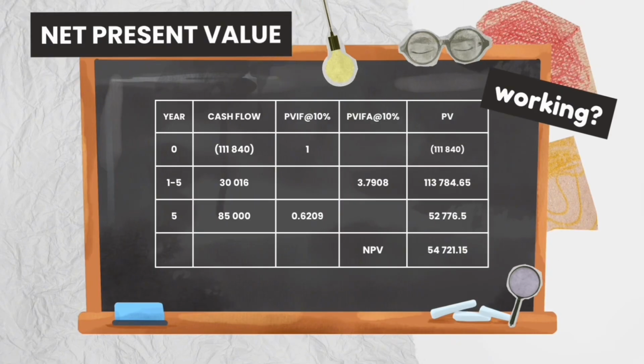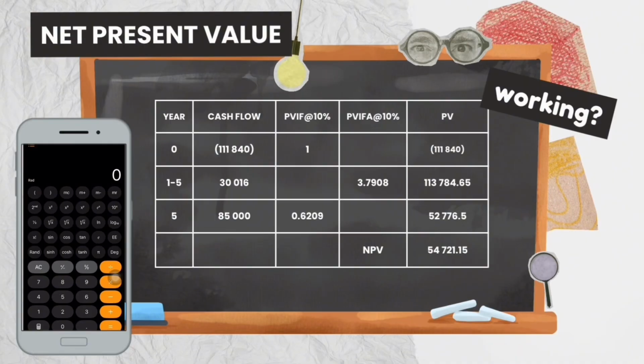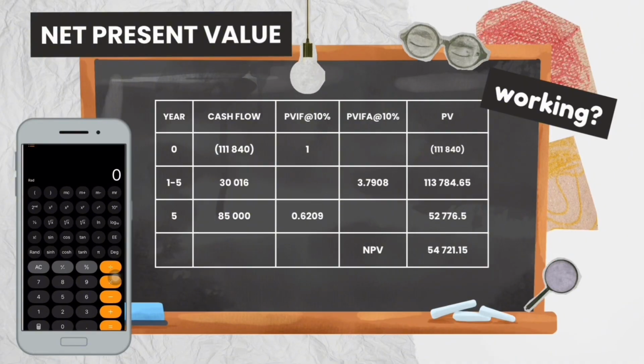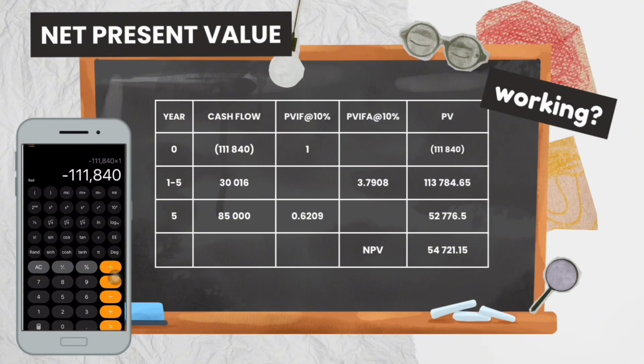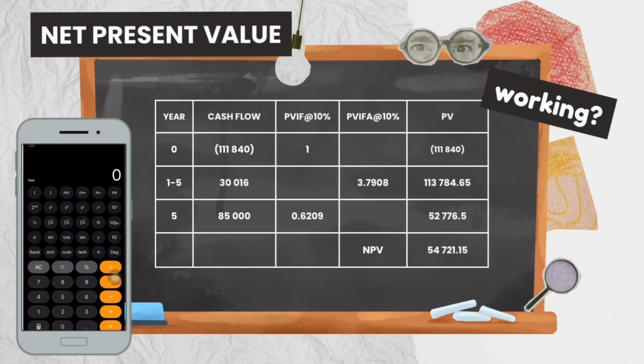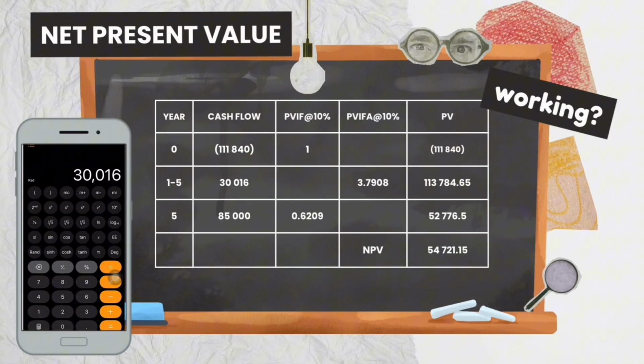Next, I will explain how we calculate the net present value or NPV. First, at year 0, the initial investment is 111,840 ringgit, which is a cash outflow, so it is shown as negative. Next, from year 1 until year 5, the project generates an annual cash inflow of 30,016 ringgit.